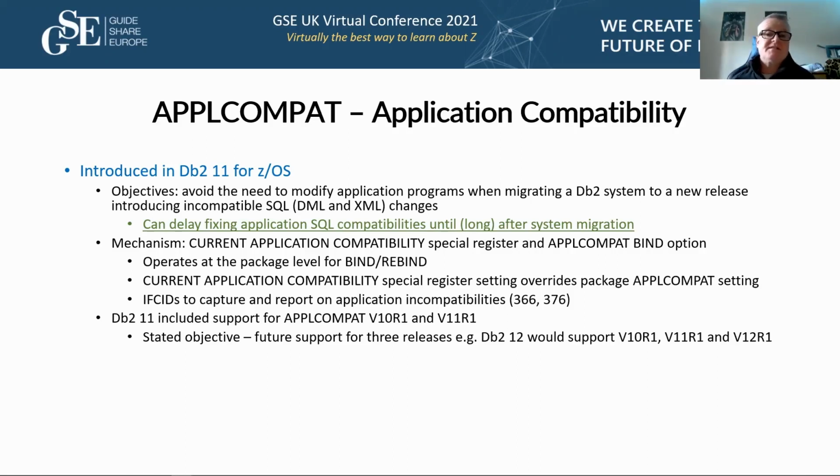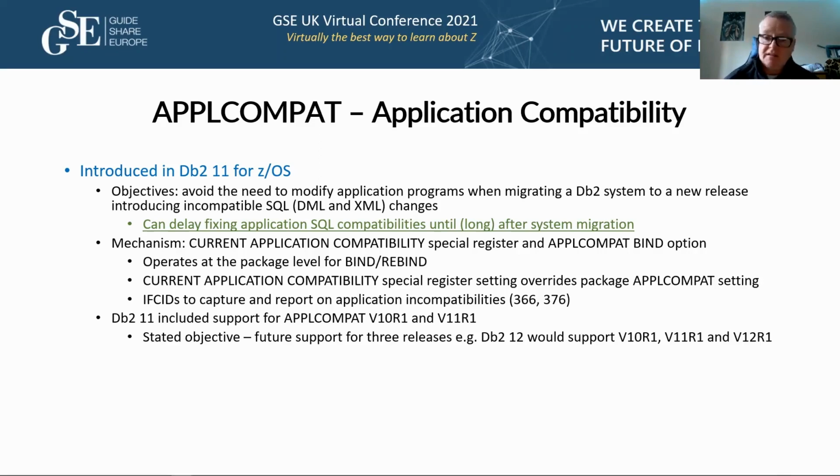The way you did this was you had the special register that you could set when you run programs, and you had the APPLCOMPAT bind option. Obviously these operate at the package level for the bind and rebind. That's fairly obvious. The current application compatibility special register, which I'm just going to call the special register from now on because it's a bit of a mouthful, overrides the APPLCOMPAT setting. So it doesn't matter what you bound it as, you can change it when you actually run it.